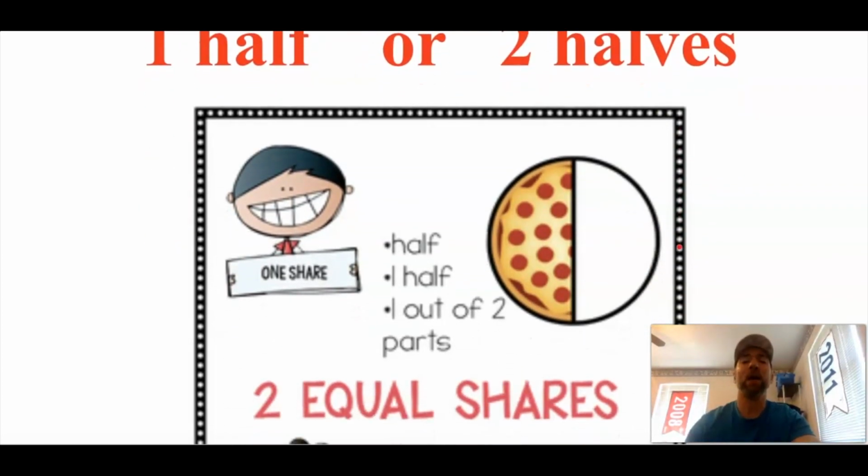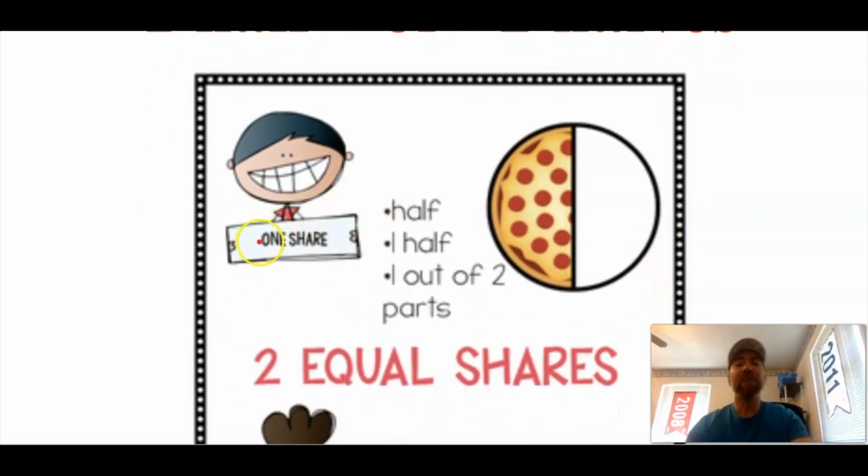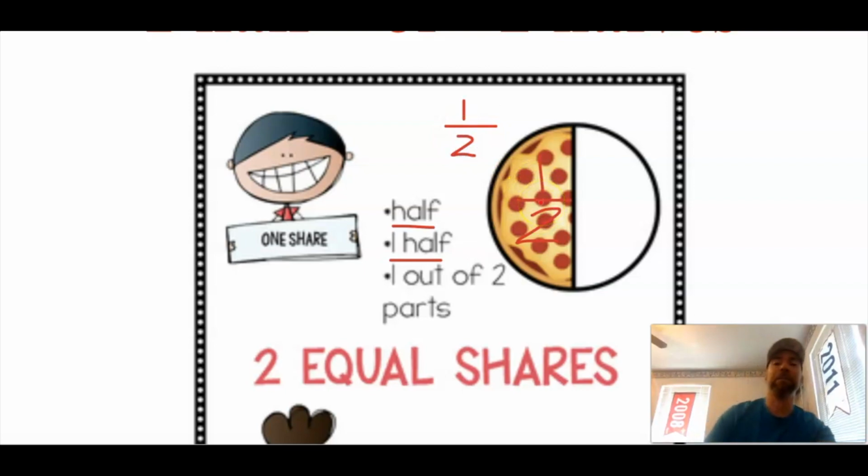Here's a little picture that helps me to remember. If I have only one share, you can see here in my pizza, I only have one share. That's called a half. It's also called 1/2. It's also called 1 out of 2 parts. And if I wanted to write the 1/2, I would write a 1 with a line, and then I would write a 2. So it looks like that. I like to write it right on the piece. It was tough to see on the pizza.